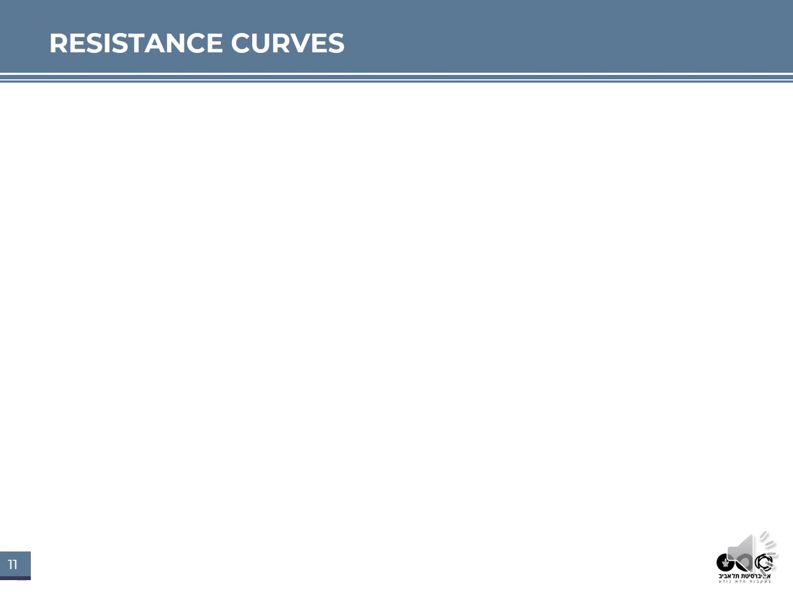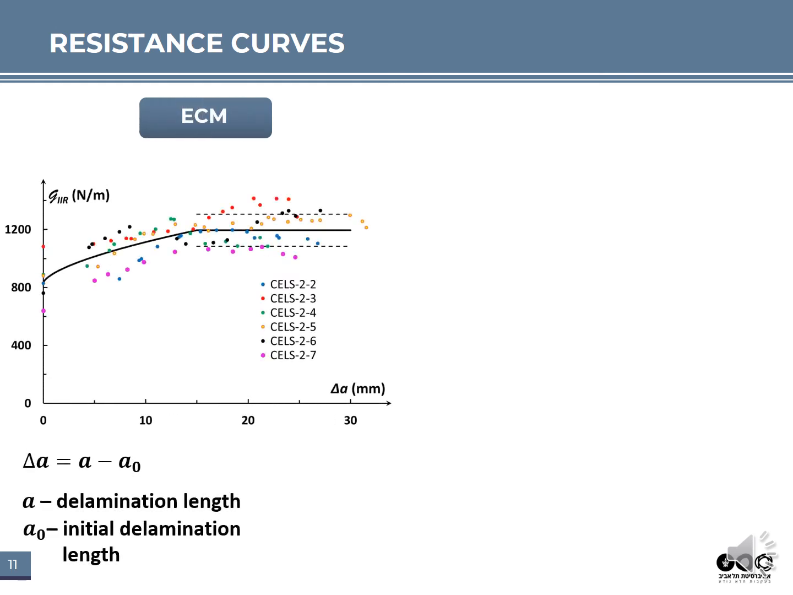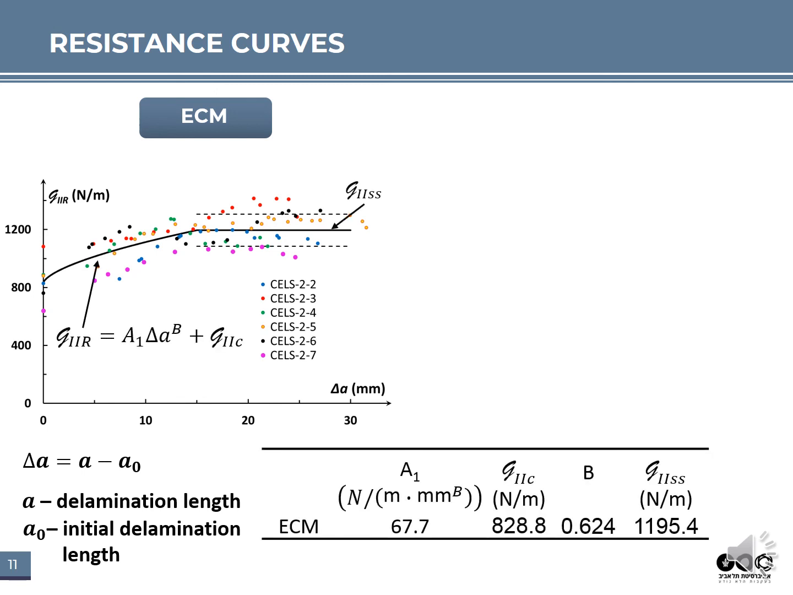By means of each analysis method, an R curve was obtained. Here we see the resulting resistance energy as a function of the delamination extension as it was obtained by means of the experimental compliance method. The points are the individual values obtained from the 6 tested specimens, and the black curve is the final R curve which was fit to the data.